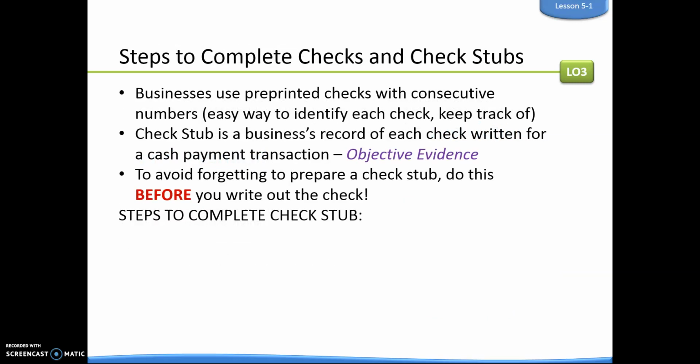Now, the reason that we complete checks and check stubs is that oftentimes businesses are going to use pre-printed checks that have consecutive numbers on them. If you've seen any sort of checks before, you know that they start and they run in consecutive numbers. It's just an easy way to identify each check and also to keep track of where each check went. A check stub is a business record for each check written for a cash payment. That's our accounting concept of objective evidence, so it's very important that we do this.